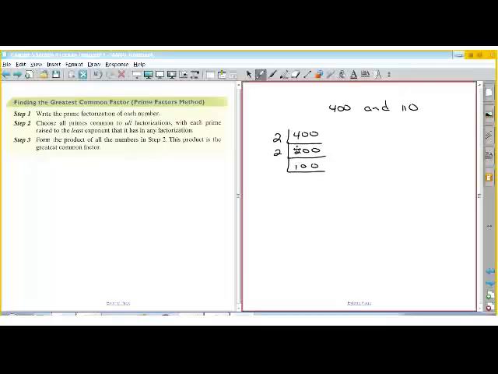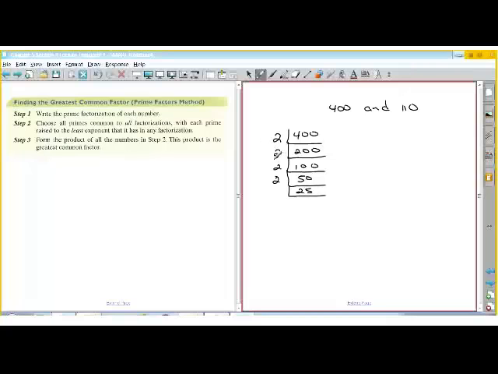So 400 divided by 2 is 200. That's still even, so I divide by 2 again. I get 100. I divide by 2 again, I get 50, and I divide by 2 again, and I get 25. So if I divide 400 by 8, 2 times 2, well, actually it's more than 8, it's 16. If I divided 400 by 16, I'd get 25.